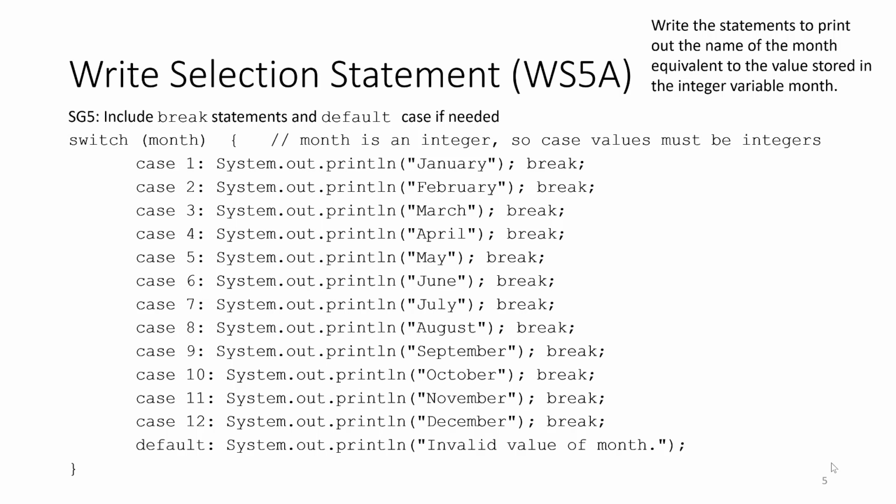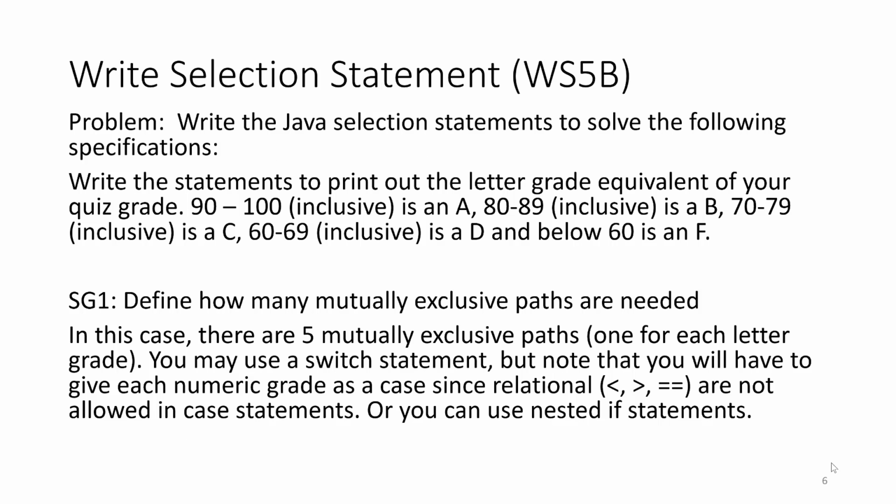Sub-goal 5. Don't forget to include the break statements and the default if needed. In this case, we do want a break for every case because we only want it to print one month string value. We're also going to add a default in case the value in month is not 1 through 12. In that case, we'll print the error message that there was an invalid value.